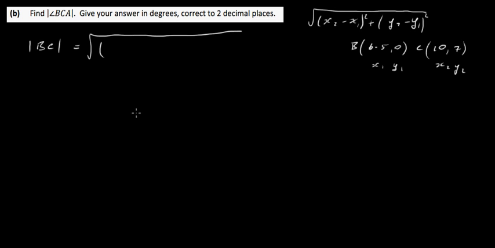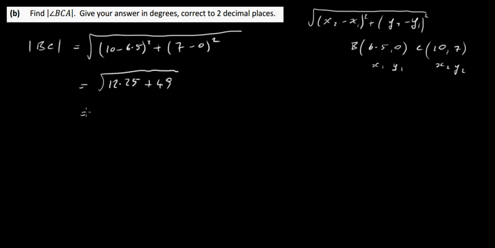So it's going to be 10 minus 6.5 to be squared plus 7 minus 0 to be squared. That's just going to give me 10 minus 6.5 to be squared is 12.25, plus 49. So that just gives me the square root of 61.25. And that's correct given what GeoGebra has worked out for me.